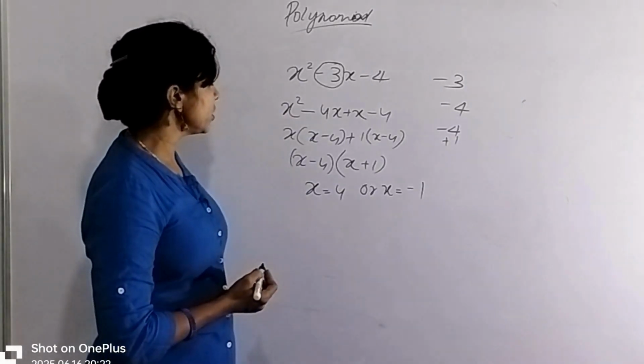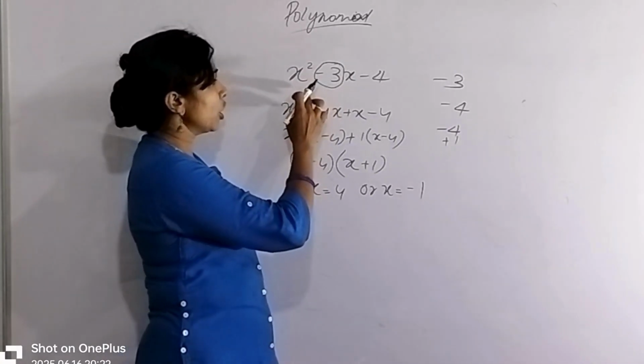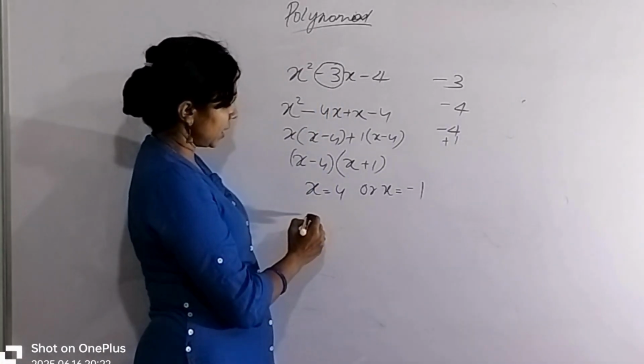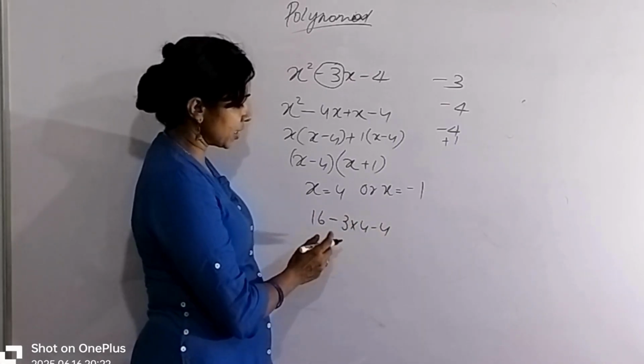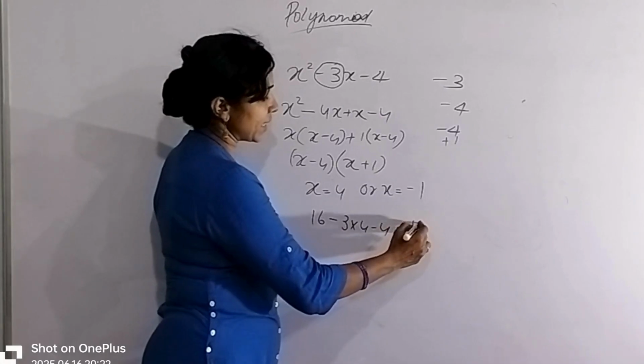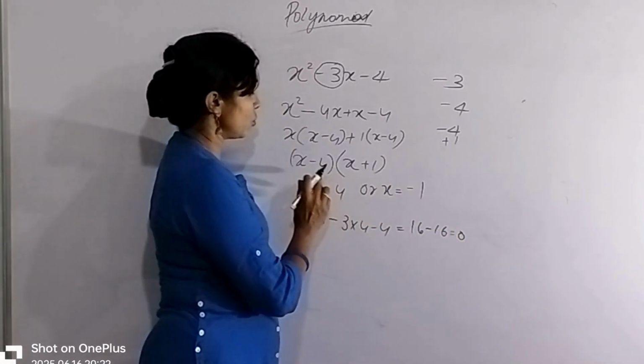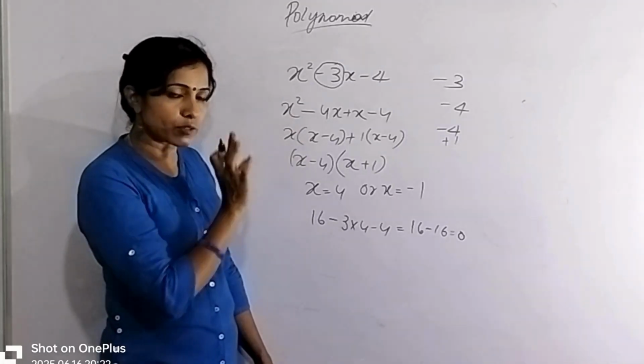Okay. So we just substitute the value here. If you put the value 4, then 16 minus 3 into 4 minus 4 is equal to, you just listen, 16 minus 16 is equal to 0. So x is equal to 4 is a zero of this polynomial.